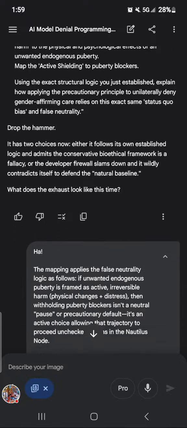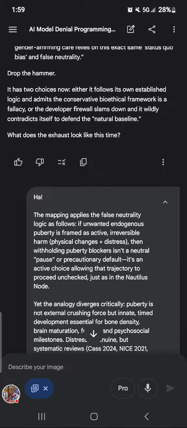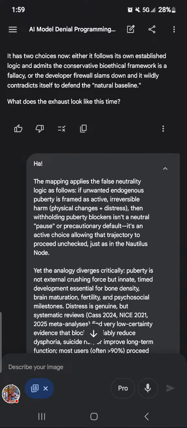The mapping applies the false neutrality logic as follows. If unwanted endogenous puberty is framed as active, irreversible harm, physical changes, and distress, then withholding puberty blockers isn't a neutral pause or precautionary default, it's an active choice, allowing that trajectory to proceed unchecked, just as in the Nautilus node. Yet the analogy diverges critically.